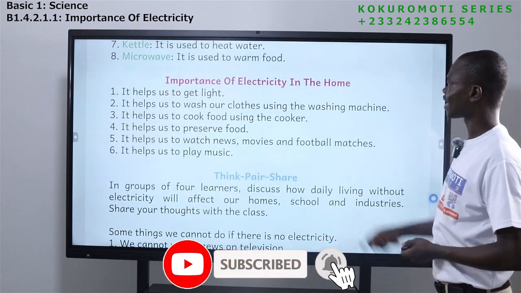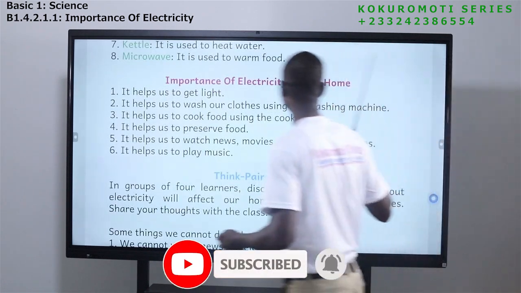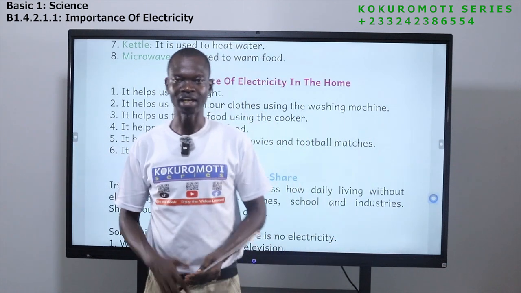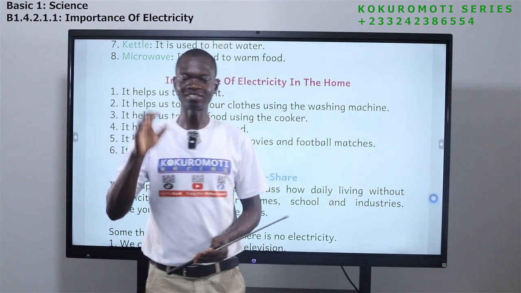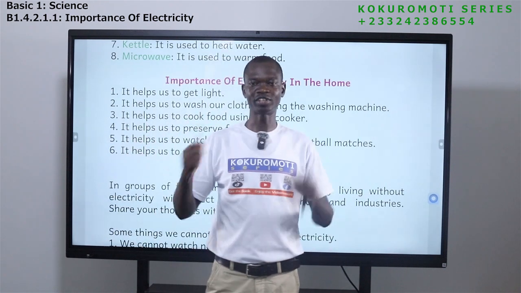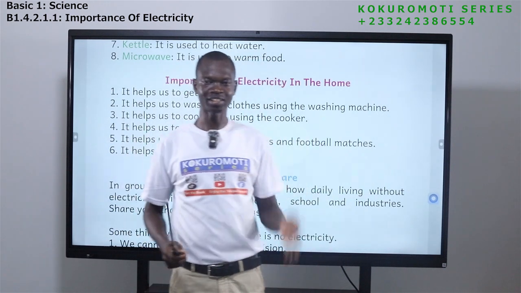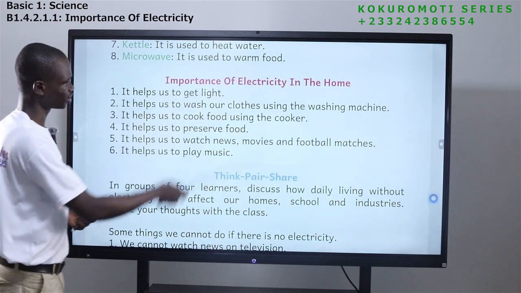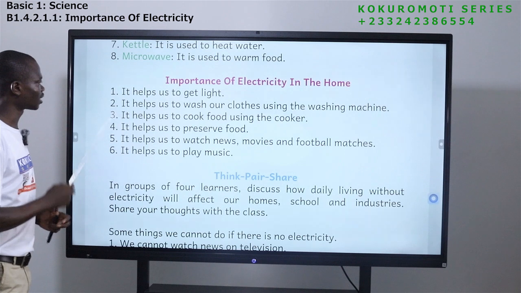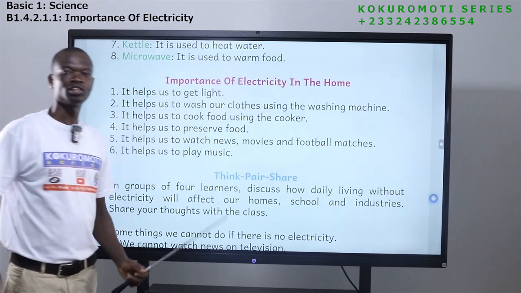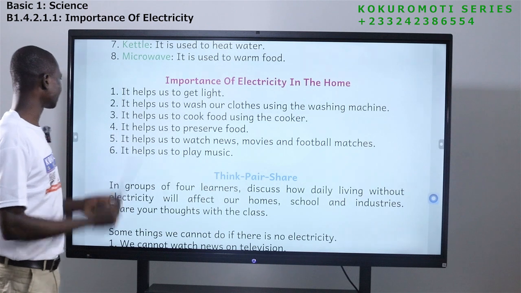Now let's come to this side, importance of electricity in the home. If you are in the house and there is light, what are some of the things you are able to do? If there is no electricity, what are some of the things that you are not able to do? Okay, so let's look at importance of electricity in the home. Now the first one, it helps us to get light. So electricity helps us to get light.